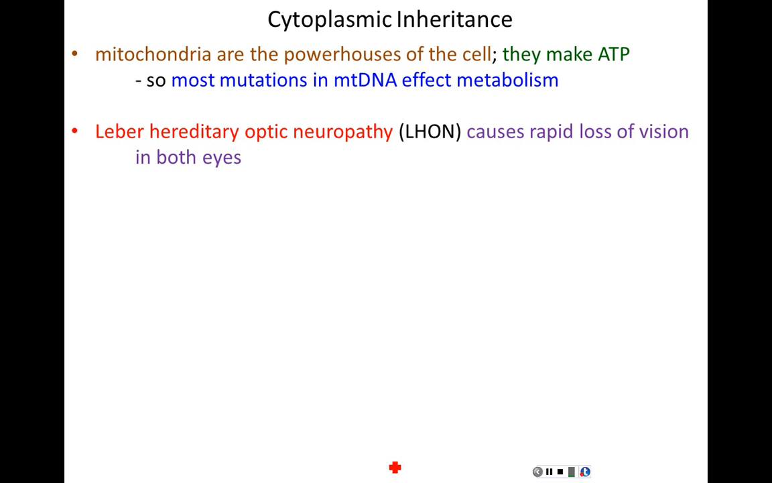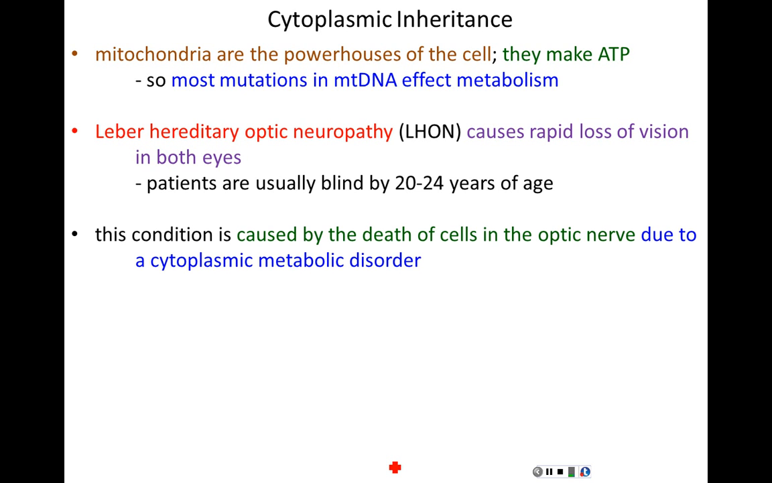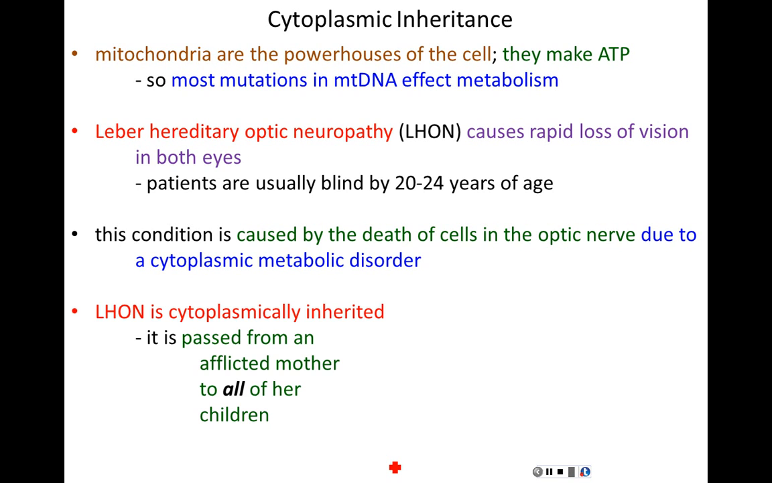LHON. This condition, LHON, causes rapid vision loss to the point of blindness in both eyes. Patients are usually blind between 20 and 24 years of age. This condition is cytoplasmically inherited. It is caused by the death of cells in the optic nerve due to a metabolic disorder in the cytoplasm.